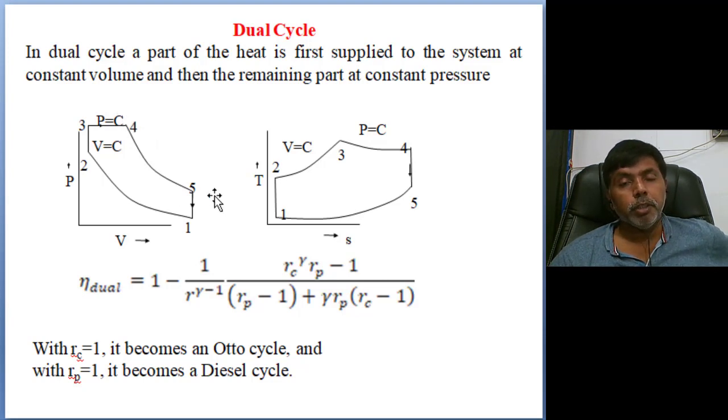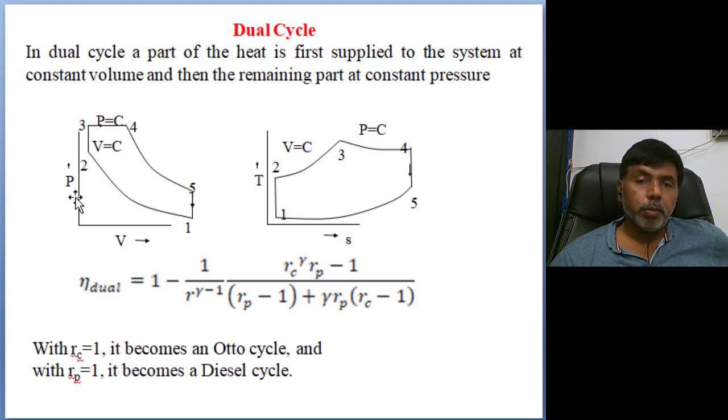Work done at adiabatic process only, heat rejection at constant volume process only, and compression also adiabatic compression only. But if you see the equation here, in this equation also 1 minus 1 by R power gamma minus 1 is common. The latter is the combination of cutoff ratio and explosion ratio.